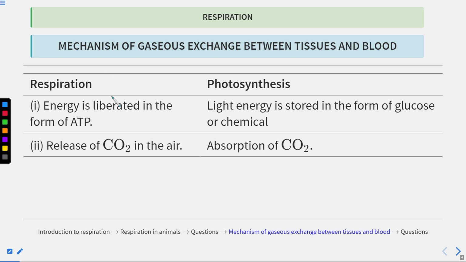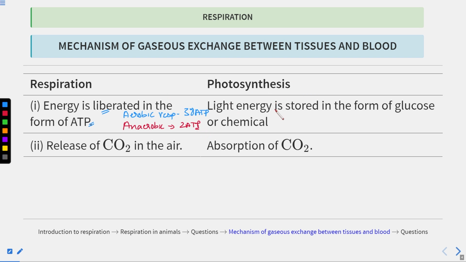All right, now the first difference is energy is liberated in the form of ATP during the respiration. If we talk about the aerobic respiration, 38 ATP are produced. And if we talk about the anaerobic respiration, only 2 ATP are produced. So here ATP is being produced, which are the energy source.